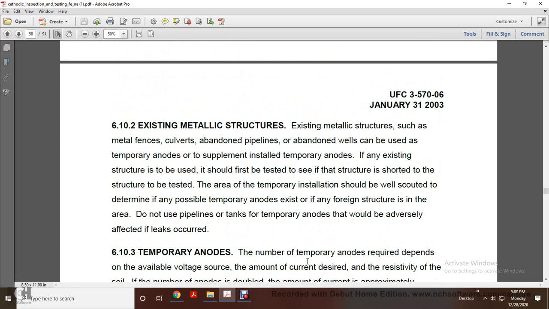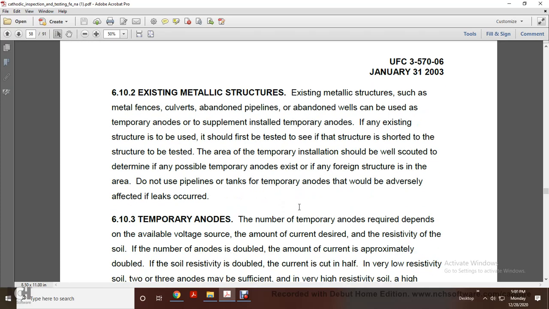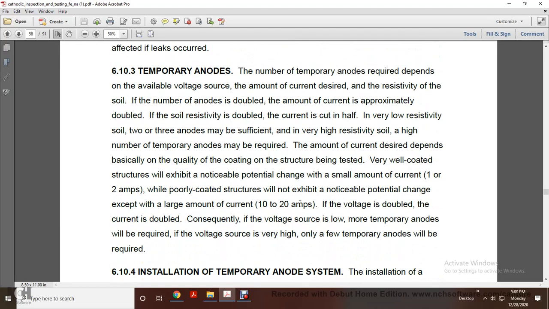610.2, existing metallic structures. Existing metallic structures such as metal fences, culverts, abandoned pipelines, and abandoned wells can be used as a temporary anode supplement. Verify that the existing structure to be used is not shorted to the structure being tested. Survey the area to determine if any possible temporary anodes exist and any foreign structures are in the area. Do not use pipelines or tanks as temporary anodes that would adversely affect the environment if leaks occurred.